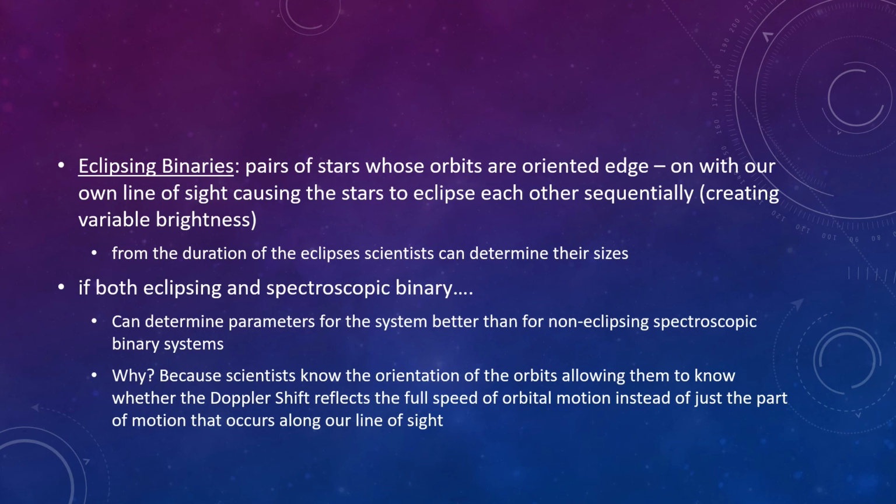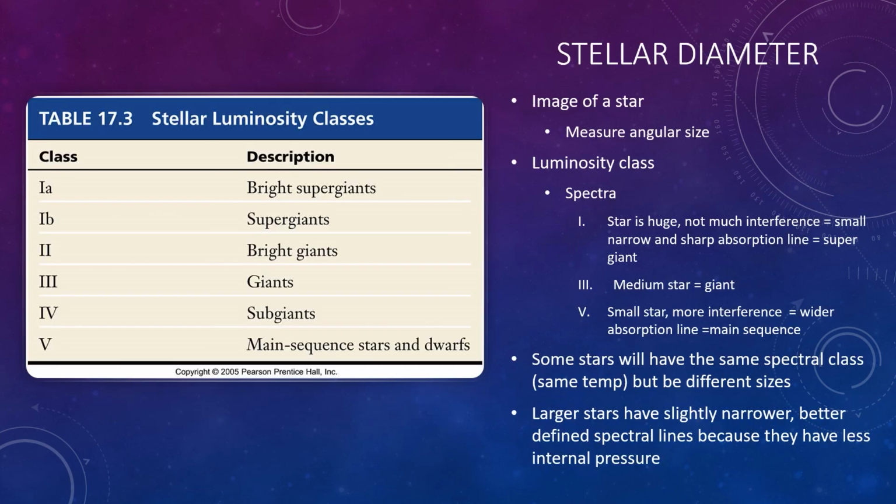If it's both eclipsing binaries and spectroscopic binaries, it allows for parameters to be determined for the system way better than for non-eclipsing spectroscopic binaries. And this is because scientists then know the orientation of their orbits, allowing them to know whether the Doppler shift reflects the full speed of orbital motion instead of just part of the motion that occurs along our own line of sight. Now we're going to move on to stellar diameter.